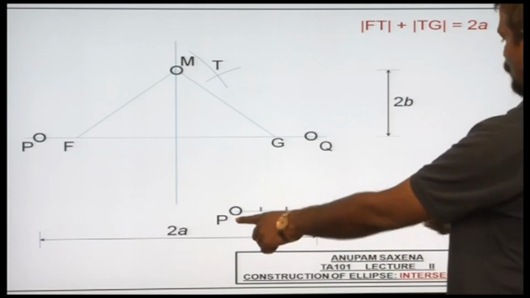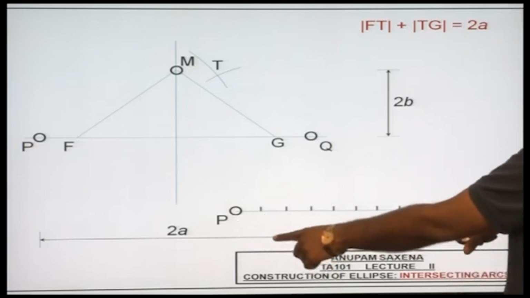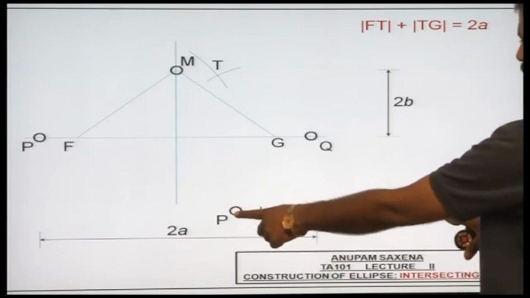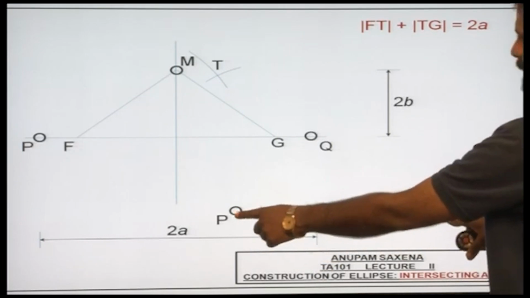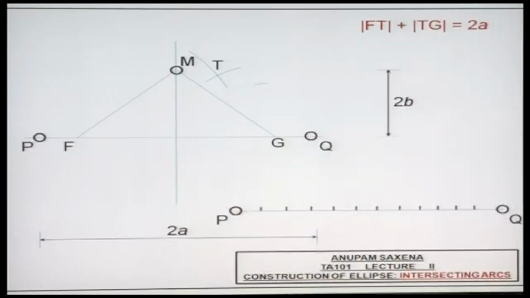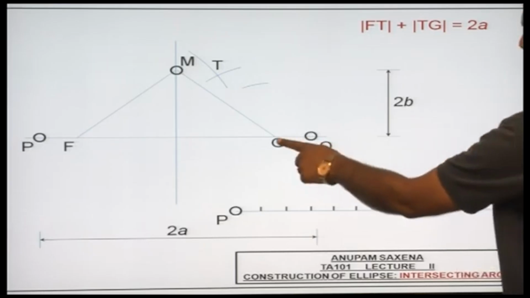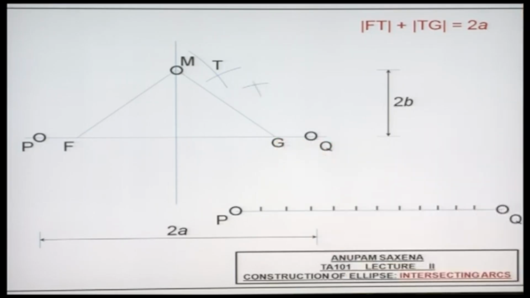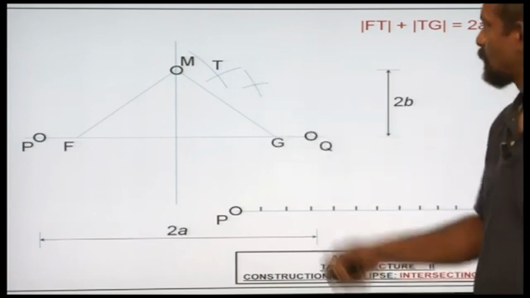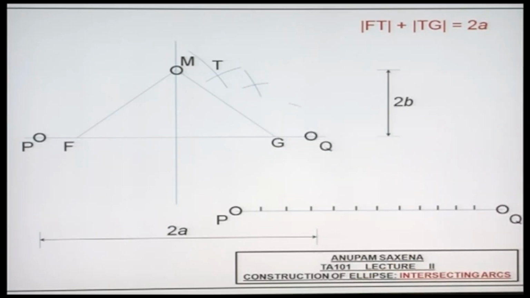Once again, if I choose any other point over here, let's say this one, with this length as radius and this as center, I'll draw another arc, and with this as the radius and G as center, I'll draw the second arc. The intersection of these two arcs will give me another point. So I'll keep getting these points, and that would essentially help me draw the ellipse. Straightforward.